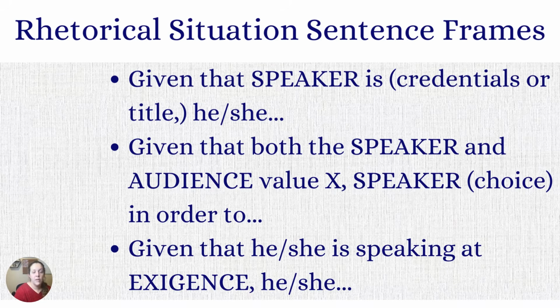So maybe they both value freedom or equality. Thinking about what they value and what they have in common, or perhaps what they disagree on, can help you lead into some more insightful commentary.